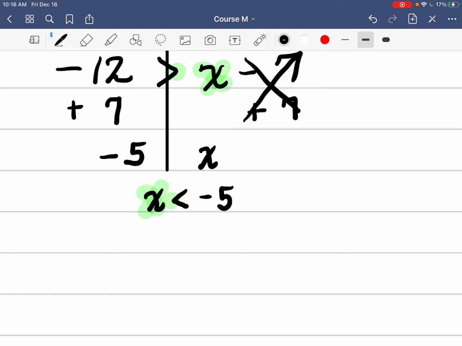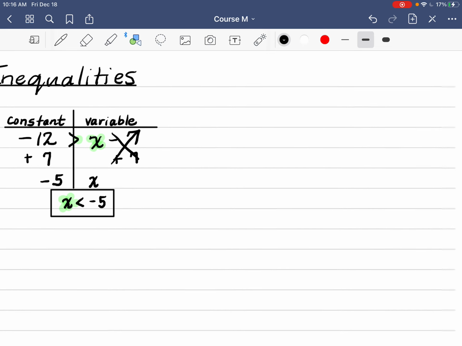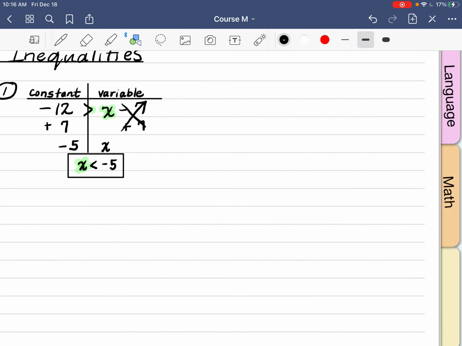So what this is saying, instead of x equals negative 5, it's saying that x can be anything below negative 5. Any number that is below negative 5 can be a solution to this inequality. So with inequalities, a lot of times you're asked to graph the solution because it's not just one number, it's lots of numbers. So I want to show you how to graph an inequality.